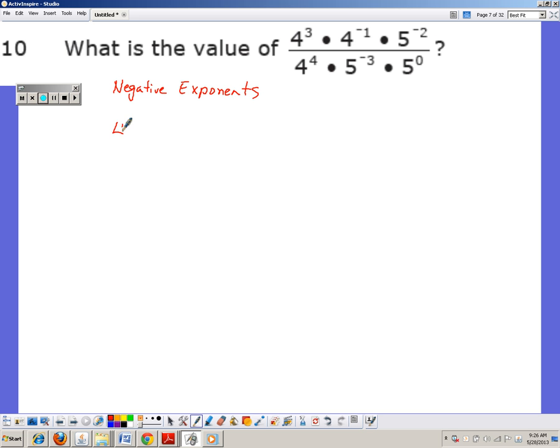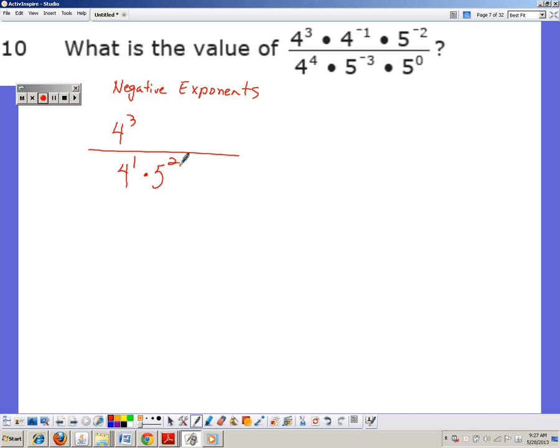So 4 to the third stays on top because the power is positive. 4 to the negative first is going to move down to the bottom from 4 to the first. 5 to the negative second is going to come down to the bottom from 5 to the second.